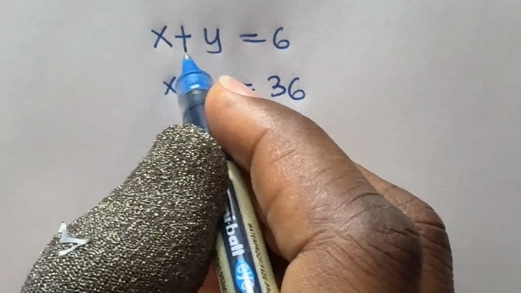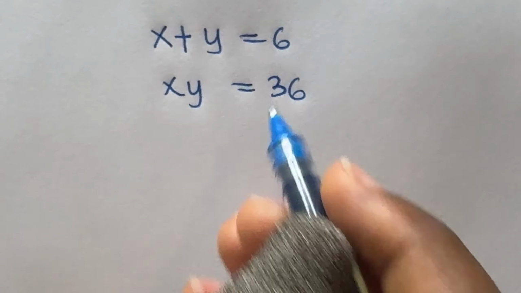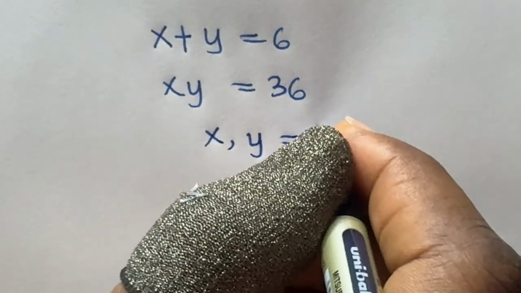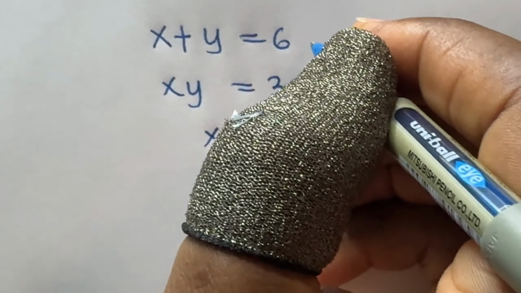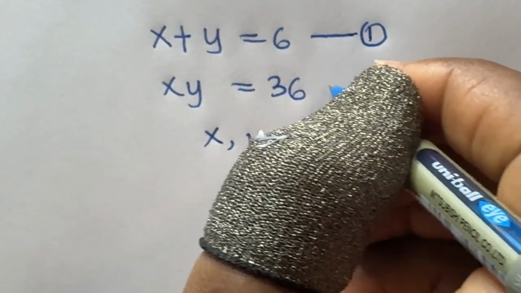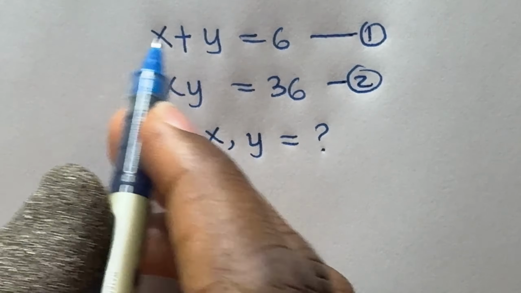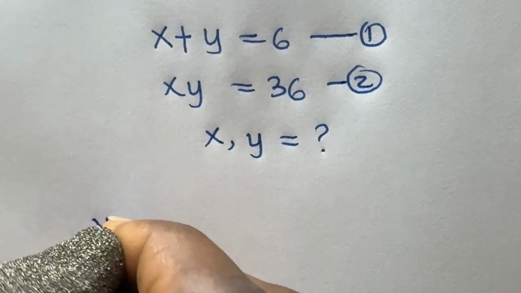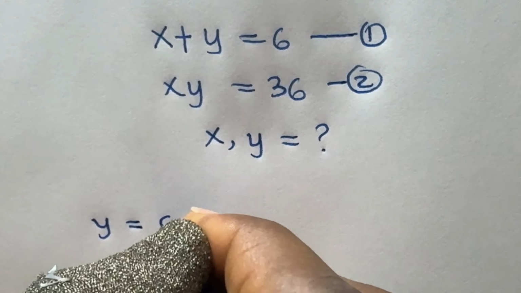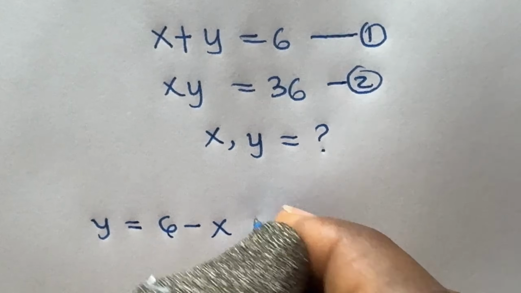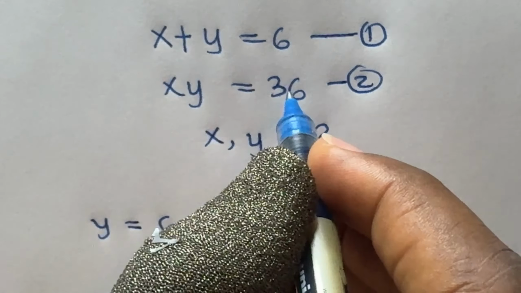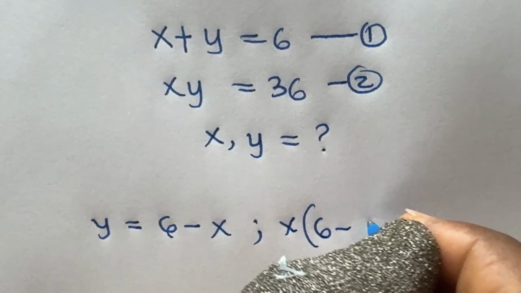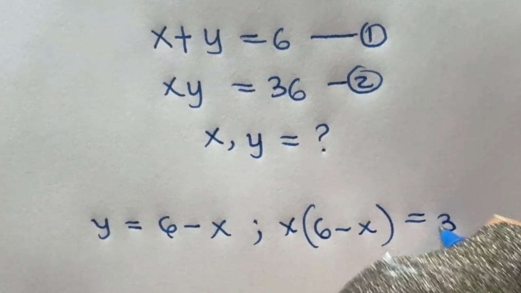In this problem, x plus y is 6, xy is 36. We are required to find the values of x and y. Let us call this equation 1 and call this equation 2. From equation 1, we can make y subject of the formula, which will give us y is equal to 6 minus x. And then we can substitute this value into equation 2, which will give us x into 6 minus x is equal to 36.